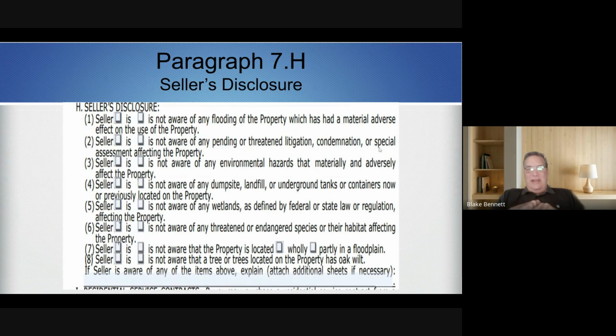Seller's disclosure, 7H. Again, I don't know why it's in the contract. In my opinion, I think it ought to be outside the contract. I ought to fill this out as a seller if I'm listing the property. Whenever we got our contract, the buyer had already filled this in. Well, guess what? We've got a creek that runs through the middle of our property. I know that part of my property is partially located in a floodplain, and they checked not aware. Well, I am aware. So I don't know why they have this as part of the contract, but it is. I think it ought to be an addendum, personally.